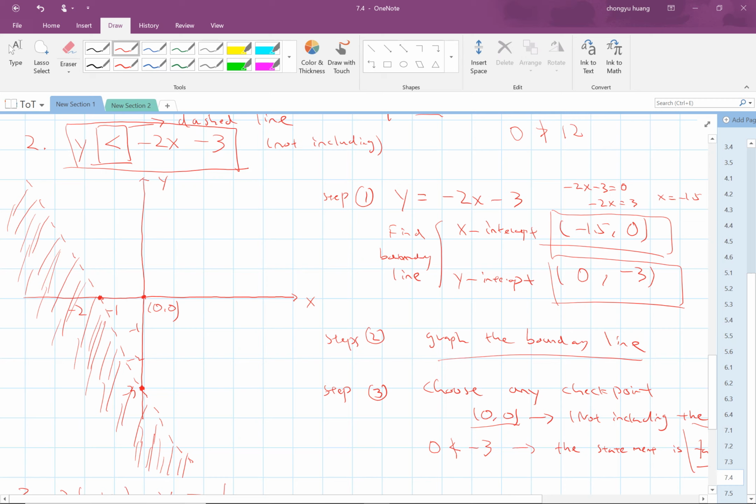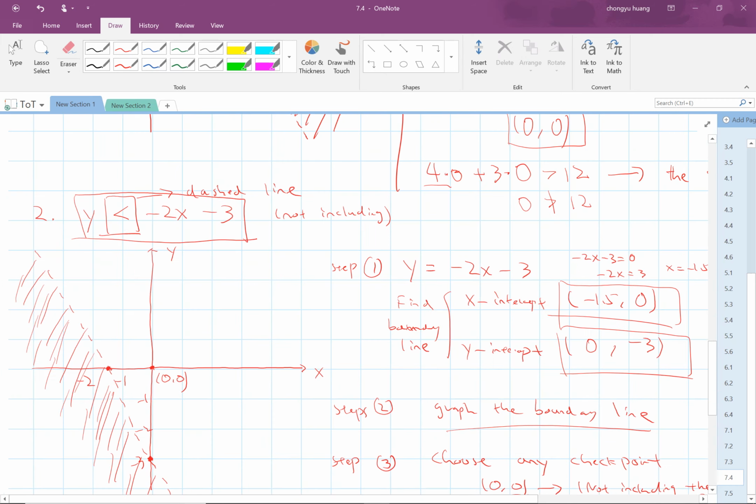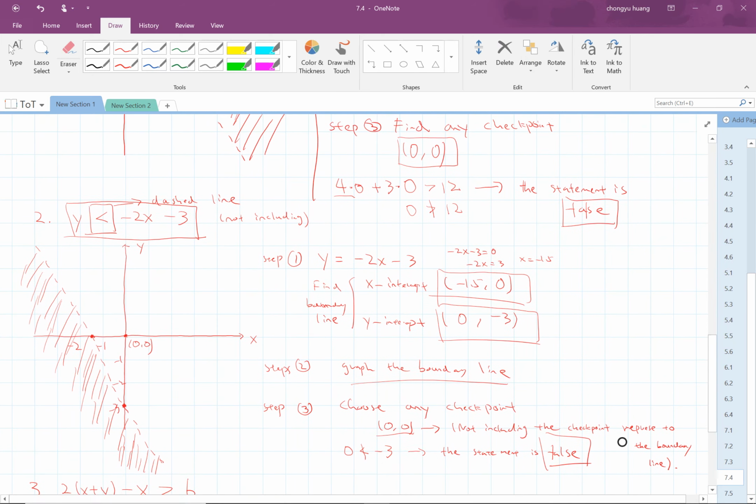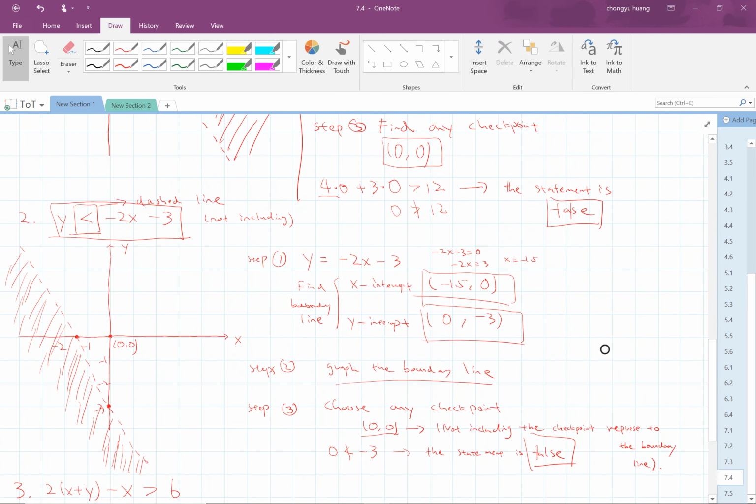Okay, everyone understand it, right? So here 0 and 0 is not included with respect to the bounded line. So you shade the other half, not including 0, 0. So you shaded the left half panel of the bounded line.